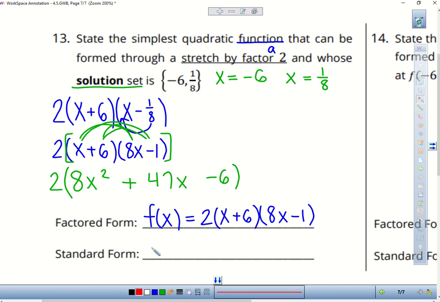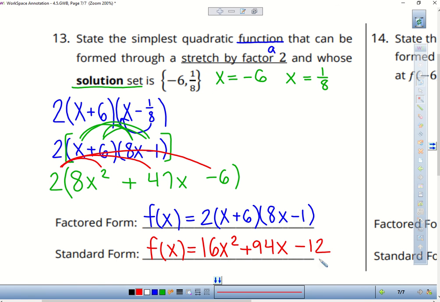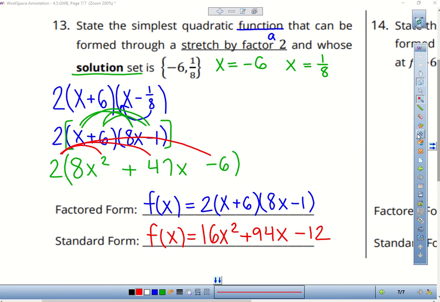So what would be the last step to get it into fully standard form? If I have to multiply everything together, what would I do with this 2? We want to multiply everything together, so I have to distribute. So that's 16x squared plus 94x minus 12. So that would be like a question I'd give you in the beginning. You would factor it and get this factored form, and you would get those zeros. So does that process make sense?